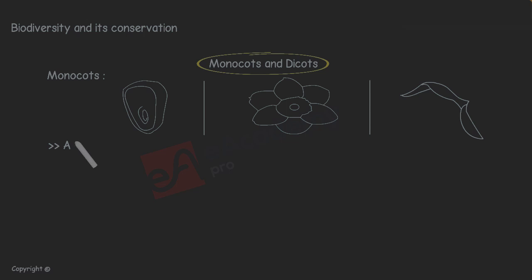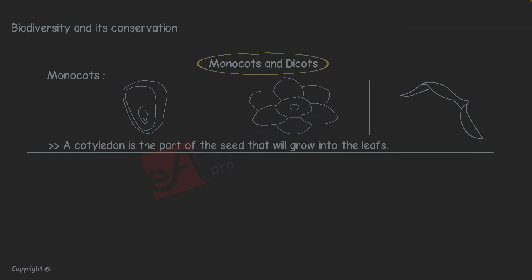Monocots. The word mono means one. Monocots get their names from having one cotyledon. A cotyledon is the part of the seed that will grow into the leaves. Monocots can be identified by their flower parts. The flower parts on a monocot plant come in multiples of 3.